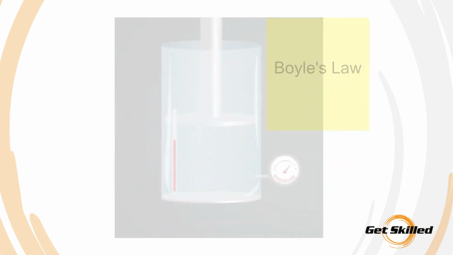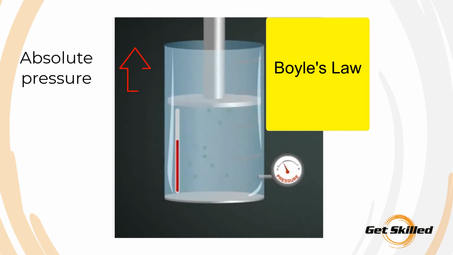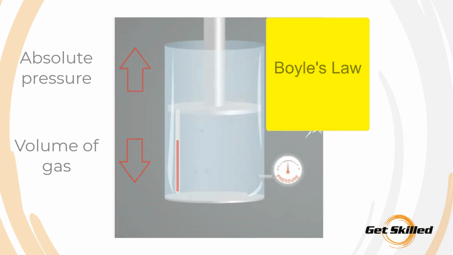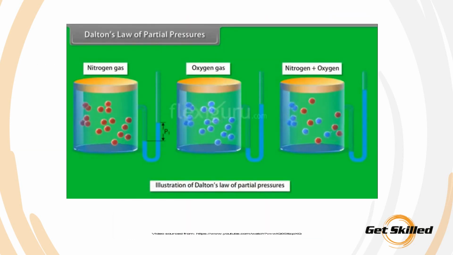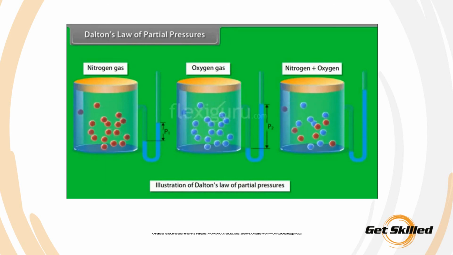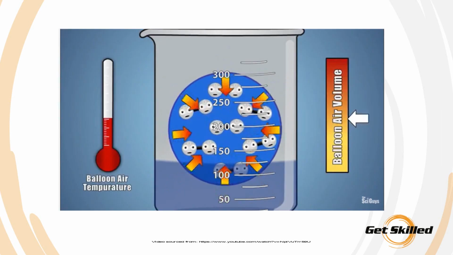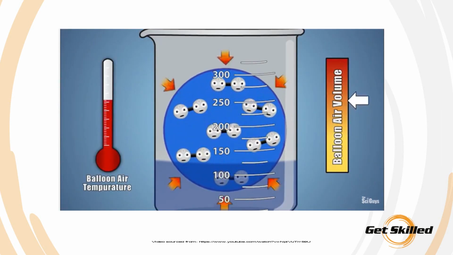To summarize, Boyle's law states the absolute pressure and the volume of a gas are inversely proportional. Dalton's law states the total pressure of the mixture of gases is the sum of the partial pressures of individual gases. Charles' law describes how gases tend to expand when heated or pressure is applied.